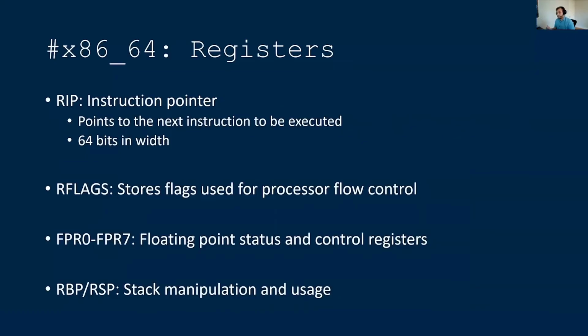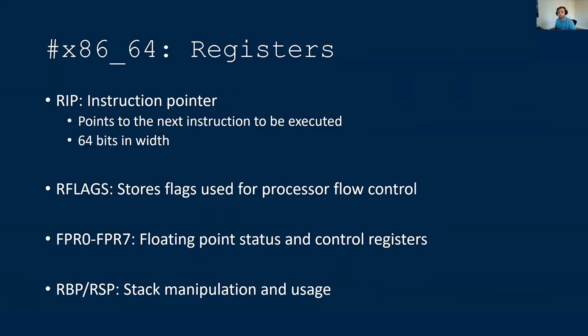But we've also got some special purpose registers like RIP, the instruction pointer. As the name implies, this points to the next instruction to be executed, and it's 64 bits wide. You also have the RFLAGS register, which is used for storing the results of different conditional flags that are set during arithmetic operations, and we'll talk about what that means later. You also have floating point status and control registers. We probably won't get into those in this lesson, but maybe in lessons 3 and 4 we might talk about those. And then most importantly, we have RBP and RSP, which are for stack manipulation and usage.